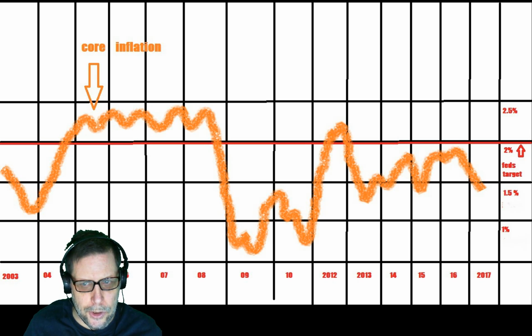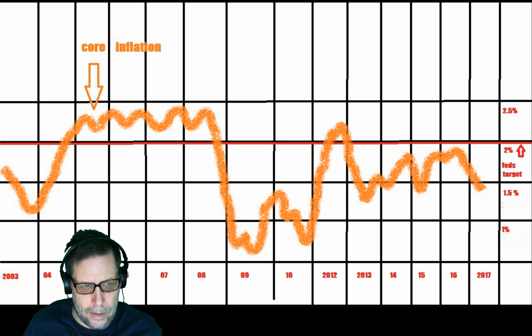Okay, this is a chart I've drawn for you guys this afternoon. Now, this chart is not deadly accurate, but it's reasonably accurate because I drew it myself, and what it shows is the core inflation.